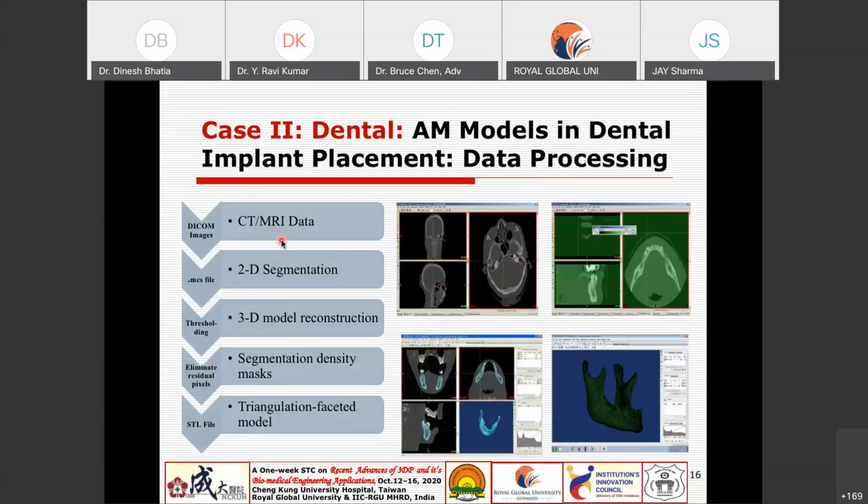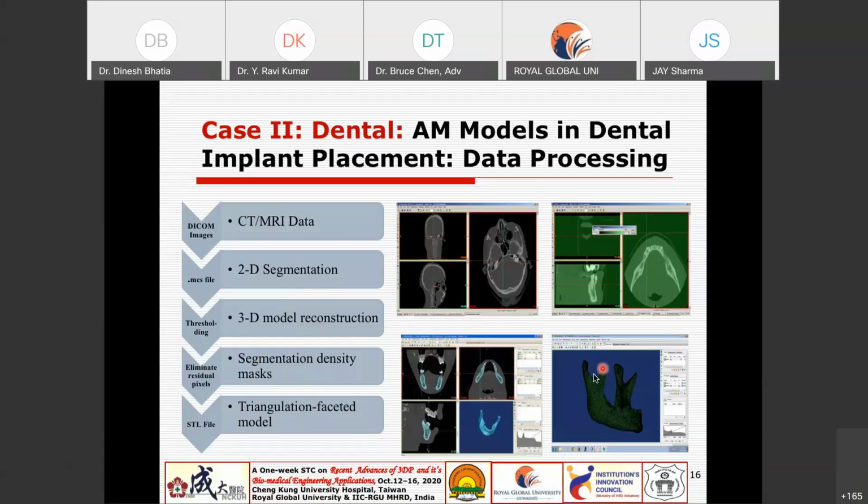So again, any medical 3D printing practice needs to start with CT or MRI data in DICOM format. Then Mimics has its own format to process this; .mcs is the file for the 2D segmentation. Further, doing the thresholding means you can apply Hounsfield numbers to segregate the bones or tissue of interest. So you do thresholding and segmentation, you have plenty of tools to do this, and ultimately you convert it to a .stl file, which is very much needed for your 3D printing practice.